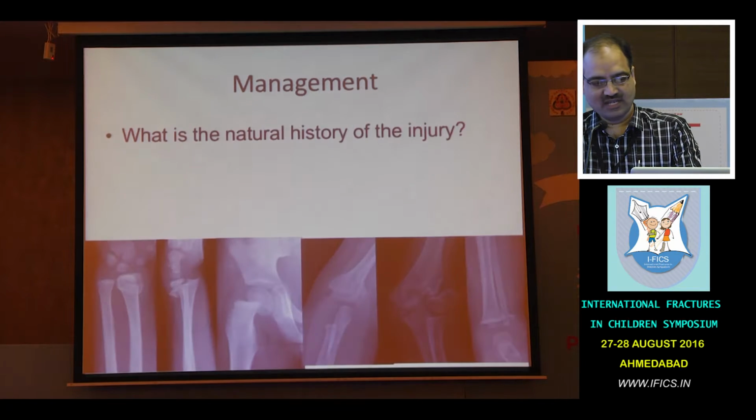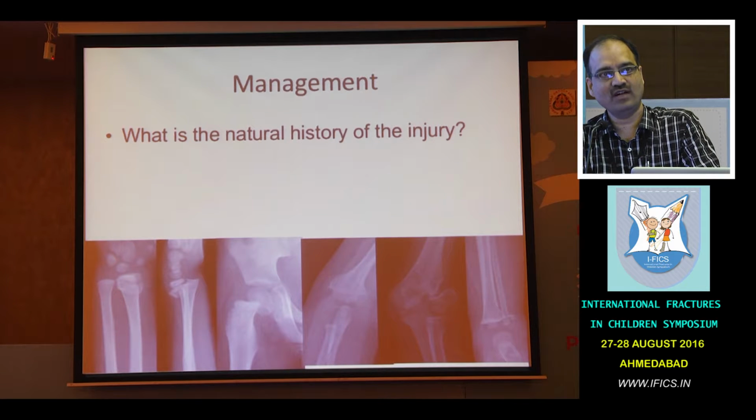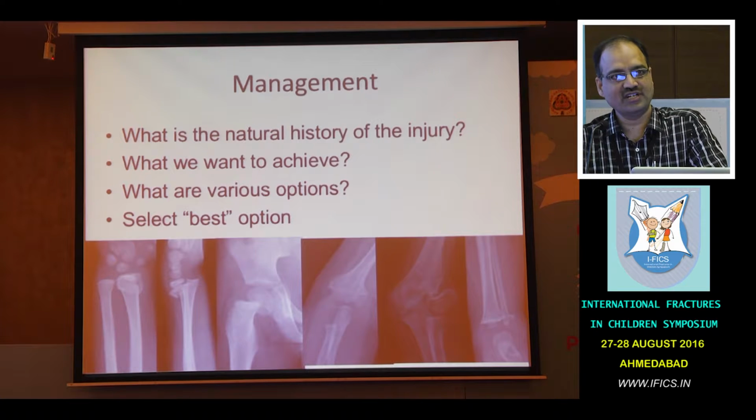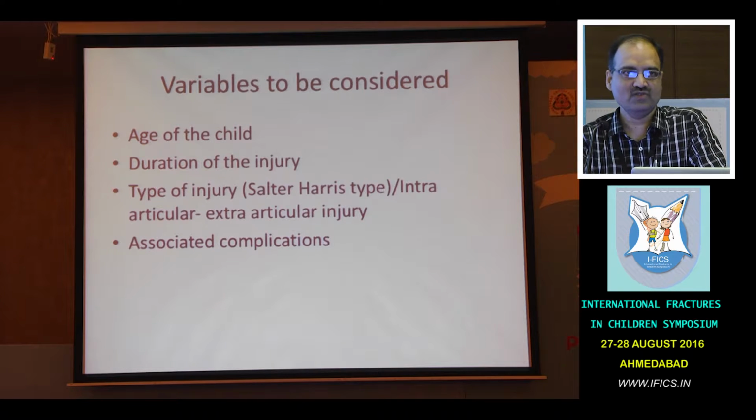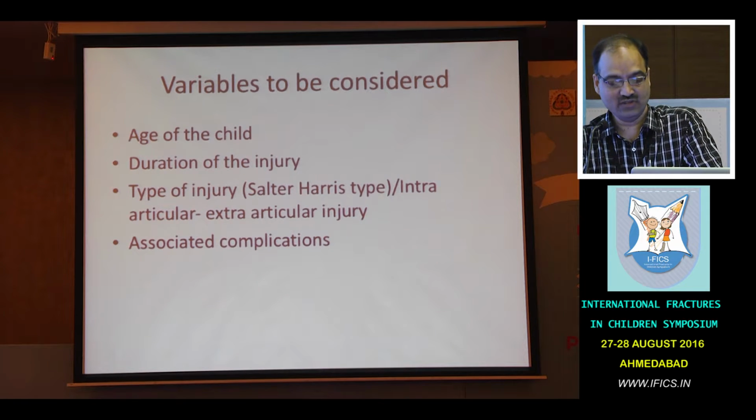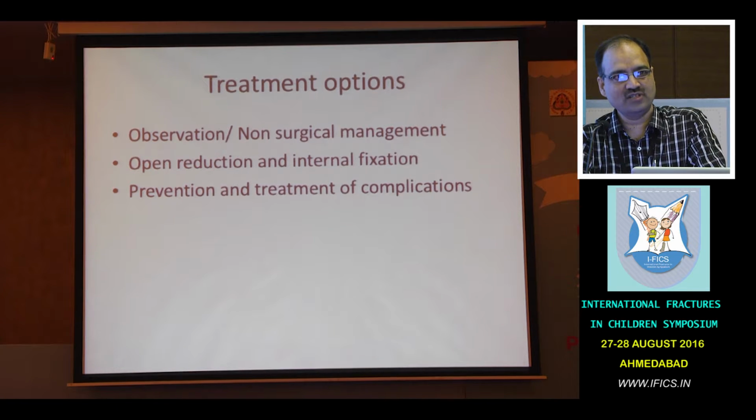How can we manage these cases? We need to know the natural history of Salter-Harris type 1 and Salter-Harris type 4. It's totally different. We need to know what we want to achieve, how we can achieve it, what the options are, and which is the best option, because they all do not behave the same. We need to consider the age of the child, duration of injury, the type of injury, whether it's intra-articular or extra-articular, even though it's presented late, and associated complications. There are the treatment options: you can do just observation or non-surgical treatment, open reduction, and prevent and treat the complication.